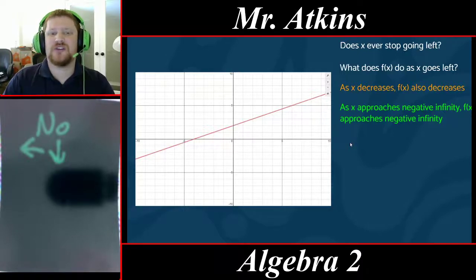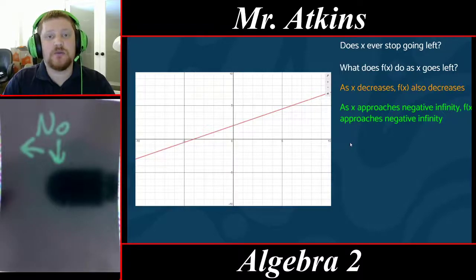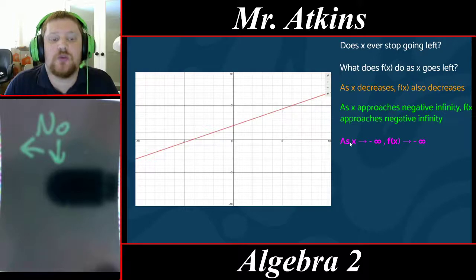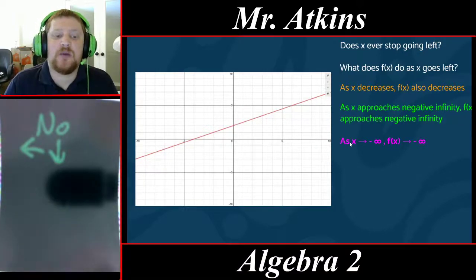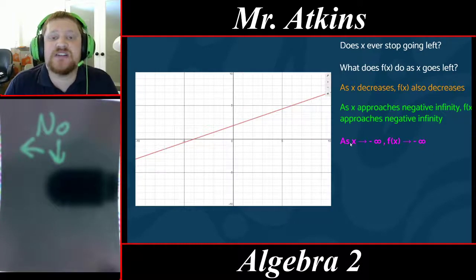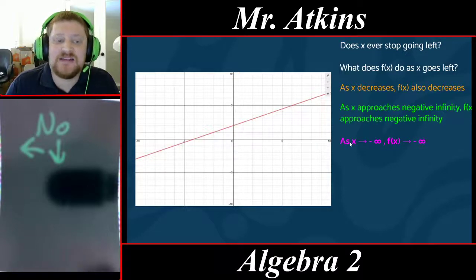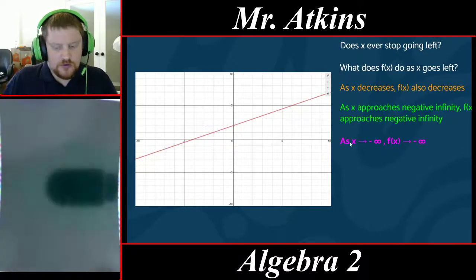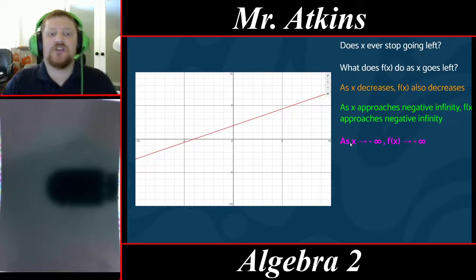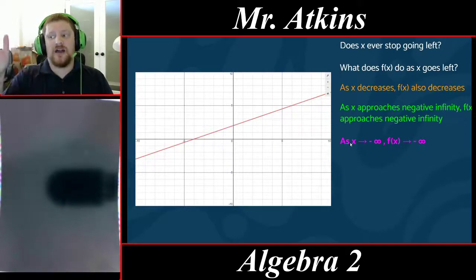Now, those are the wordy ways of saying it. However, there are mathematical symbols we need to get used to. This is how a mathematician would write this. And we read it the exact same way that green section is written above. As x approaches negative infinity, f of x approaches negative infinity. So, that tells us our end behavior on the left.